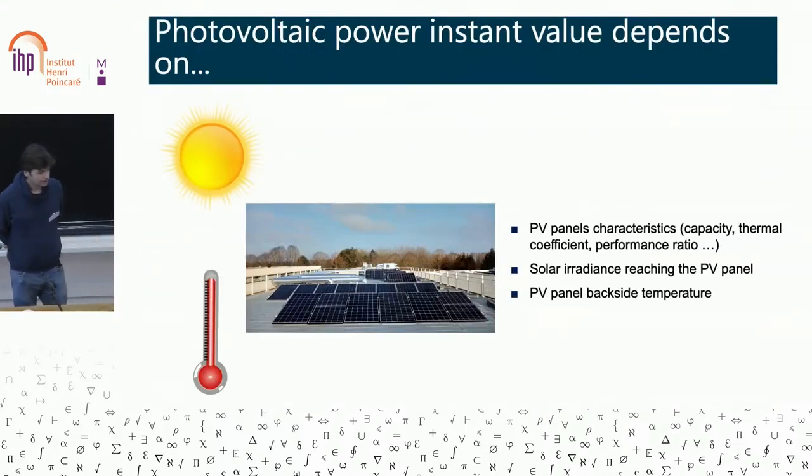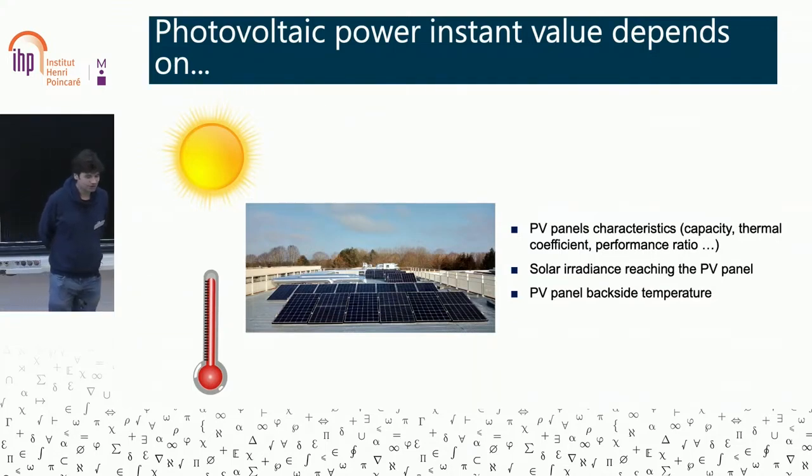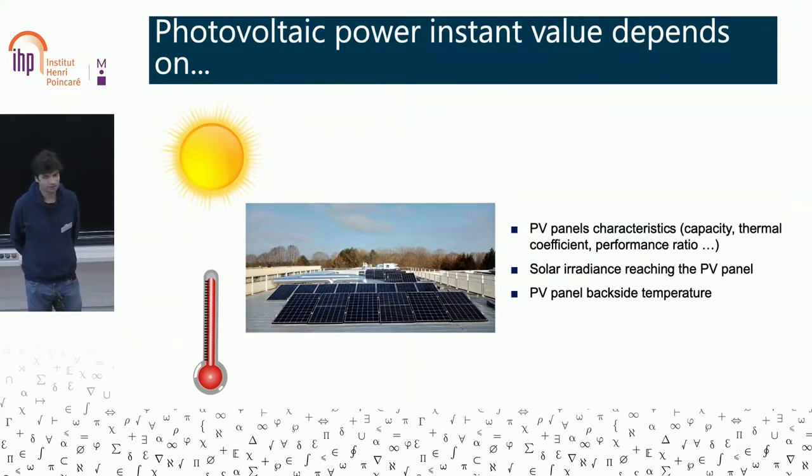So you probably know that photovoltaic power instant value depends on several things. The first one is the PV panel characteristic. If your PV panel is big, you will produce more power. If it is little, you will produce less power. But it depends also on solar irradiance reaching the PV panel. It's the most important thing.